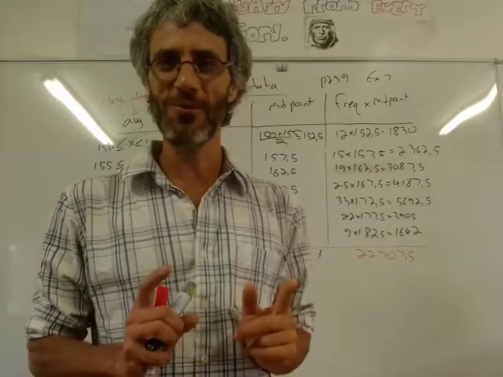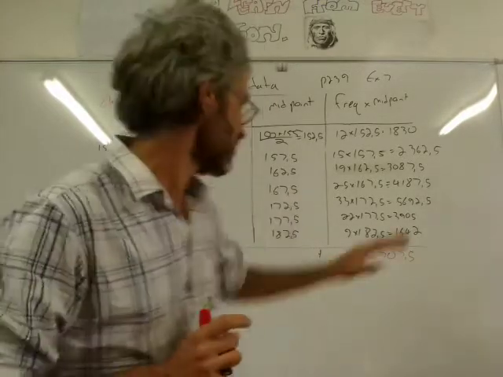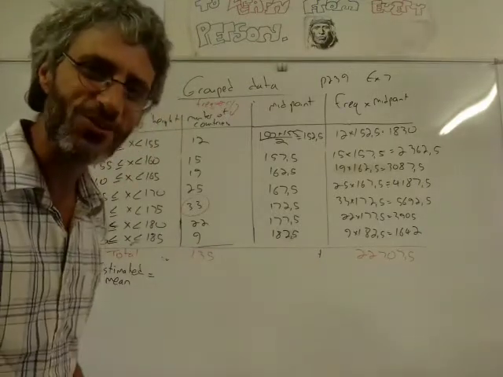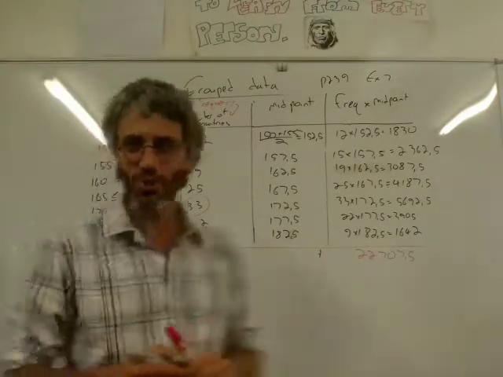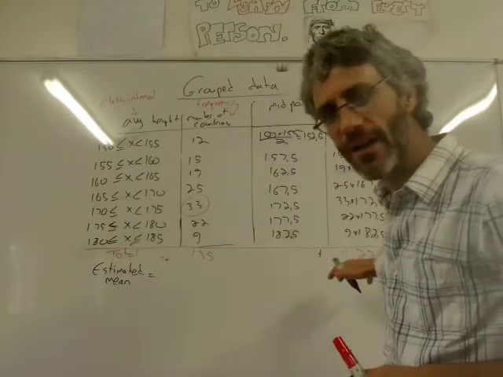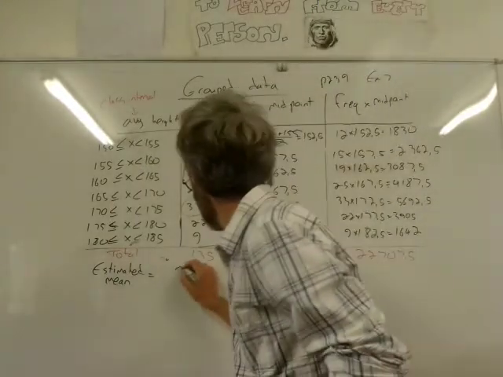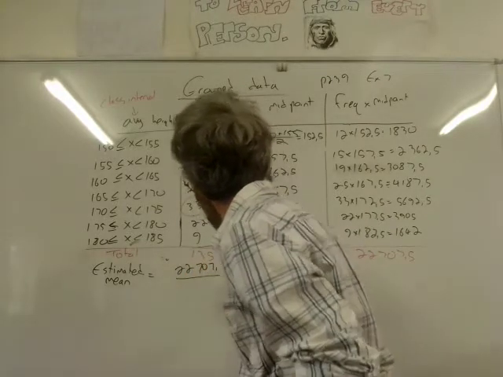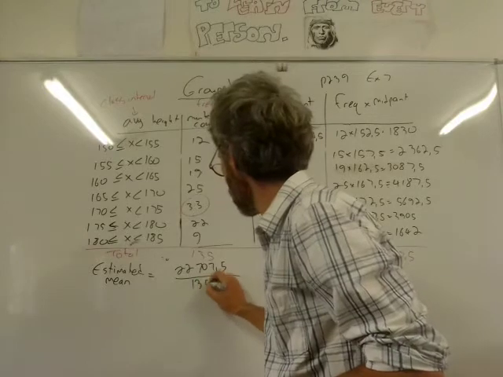Pause me for a second. Think about it. How are you going to calculate it with these two values? I think some of you did guess right. What you've got to do is take the total weighted values, 22,707.5, and divide it by the total frequency, 135.